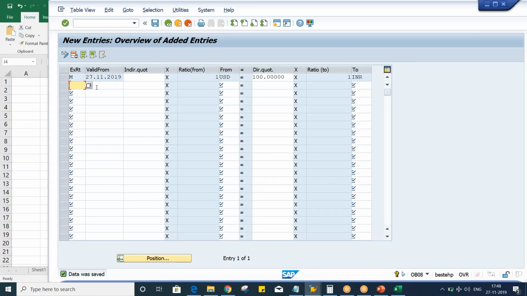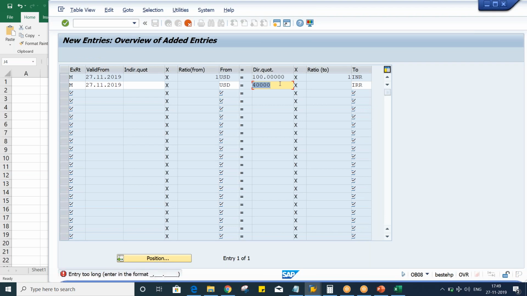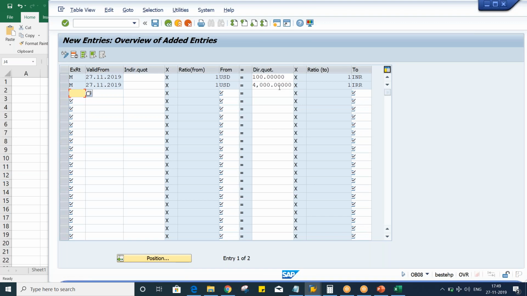Okay, here, right? If I'm going to maintain the exchange rate for USD versus Iranian currency, let's suppose 40,000, right? I have given 40,000, and then here let's suppose I'm going to give IRR and press enter. First of all, the system itself is not accepting this. 40,000 is not accepted. But if you give 4,000 and press enter, the system is going to accept.